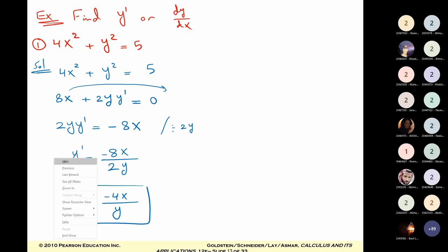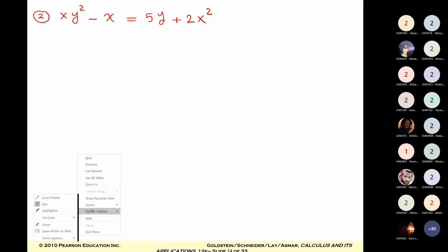Number 2: x y square minus x equal 5y plus 2x square. What's the derivative of x multiply y square?